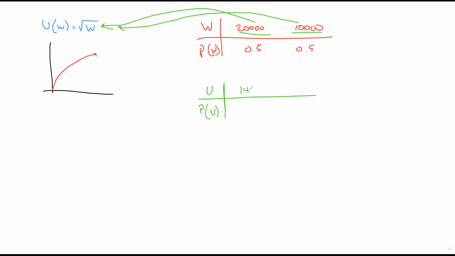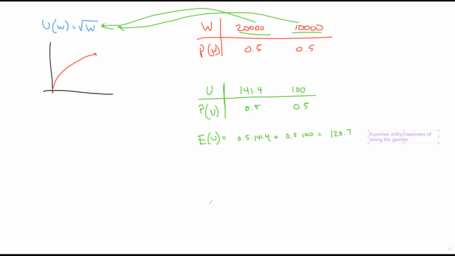If I do that, I get 141.4. And if I plug in 10,000, I get 100. This is still 0.5 and 0.5. The probability values don't change. And now let's find the expected utility. So we'll do half of 141.4 and half of 100. I'm going to try and do this in my head here, but I think it's going to come out to be 120.7. So that's our expected utility, or happiness, of taking the gamble.